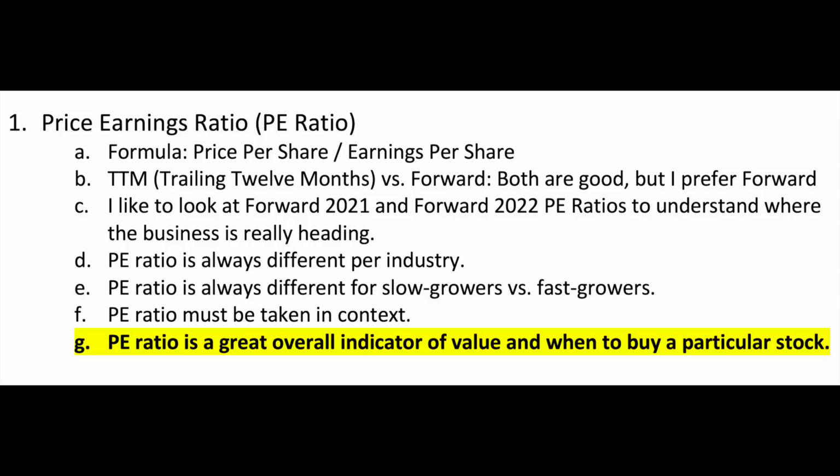How do I assess the value of a particular stock? Well, I look at the PE ratio. The PE ratio is calculated as the price per share divided by the earnings per share. And so if I just take what the stock is currently trading at and what it has earned, say in the last 12 months, I'll get the trailing 12-month PE ratio.